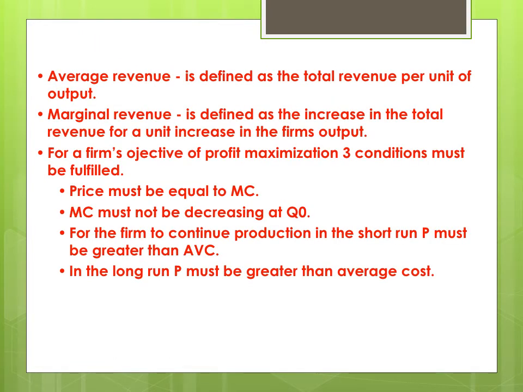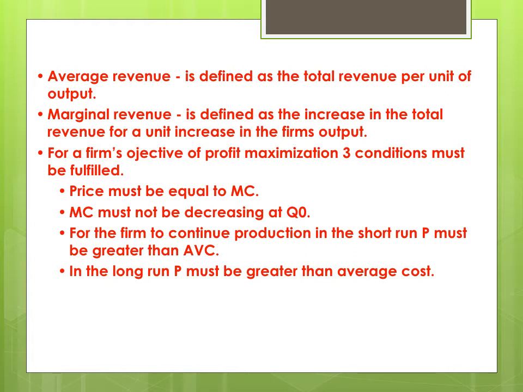Continuing the summary of this unit, the average revenue of the firm is defined as the total revenue per unit of the output, which is total revenue divided by the quantity, which also can be represented on the graph to get the AR curve. The marginal revenue is defined as the increase in the total revenue for a unit increase in the firm's output. Marginal revenue is calculated by finding the change in the total revenue divided by the change in the quantity.